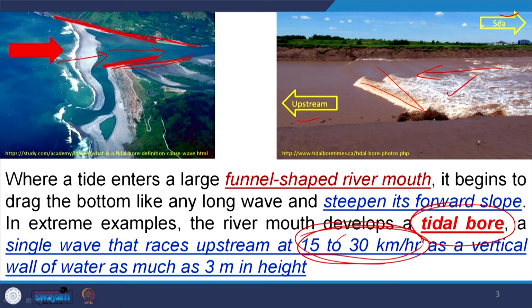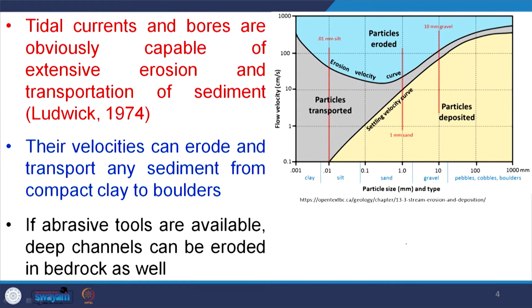Now if we transfer this value into the erosion, transportation and deposition field, here you see we have this erosional field, this transport field and this deposition field. The erosion starts around 30 centimeters per second. So, if the water velocity is 30 centimeters per second, that means the sand particles will start eroding. Similarly, if it is about 500 centimeters per second, then it will erode the gravels and the clay particles.